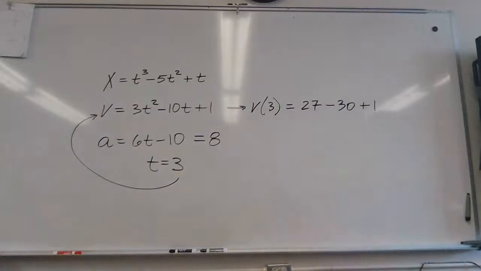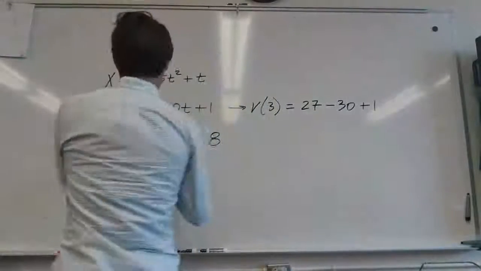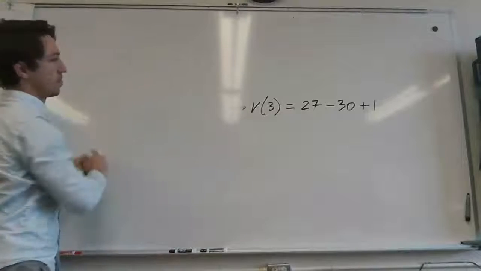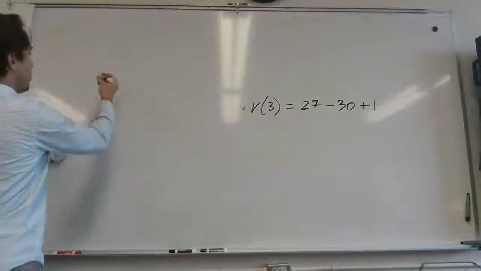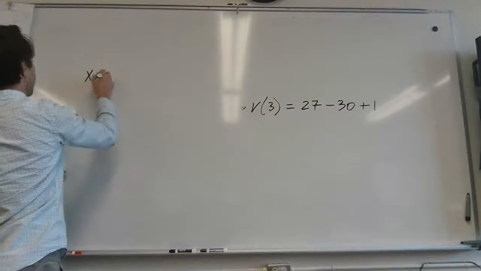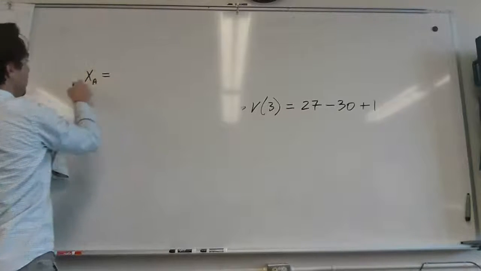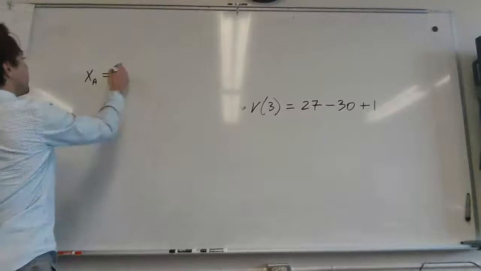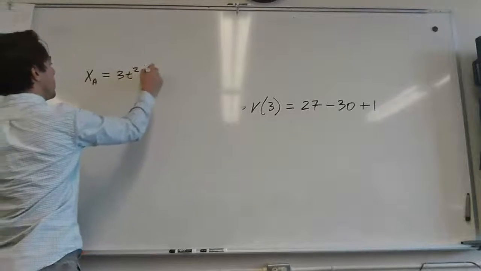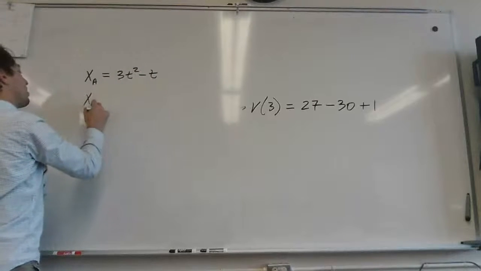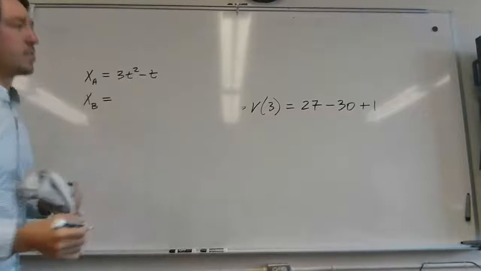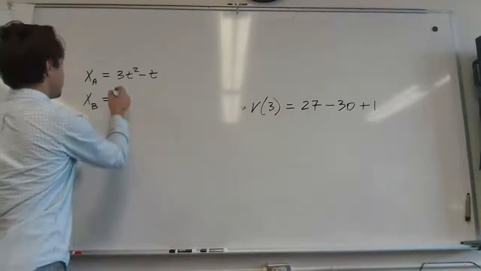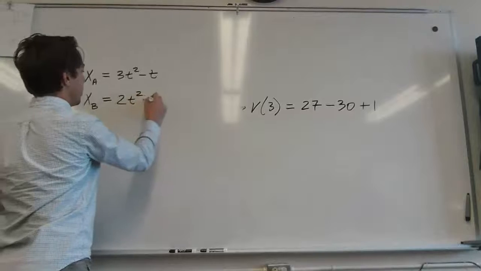So what's the first thing I should do? Take the derivative of each function, right? So position of particle A, 3t squared minus t. And the position of particle B is 2t squared plus 3t.